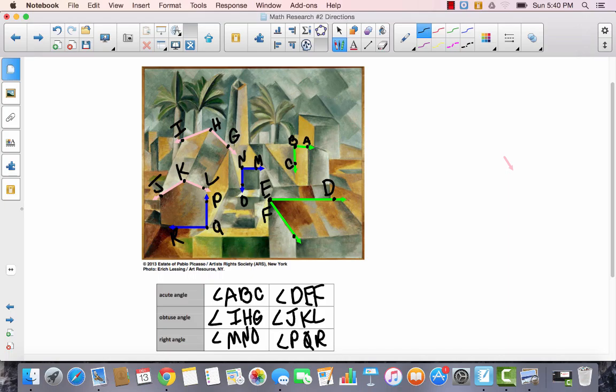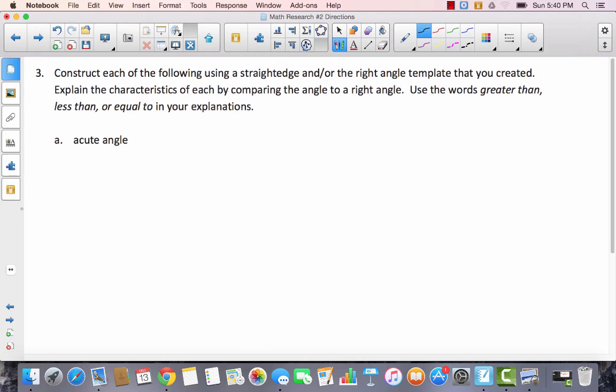So we identified acute angles, obtuse angles, and right angles. So now the last part of our learning target here is we're going to construct. Construct is just another word for draw, and it says we're going to use a straight edge or our right angle template. Since you have your right angle template, you might as well go ahead and use it. And we're going to use the words greater than, less than, or equal to in our explanations. So we have to explain the characteristics, and we also have to draw one.